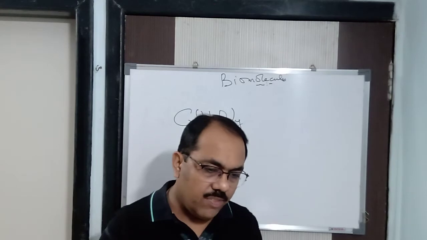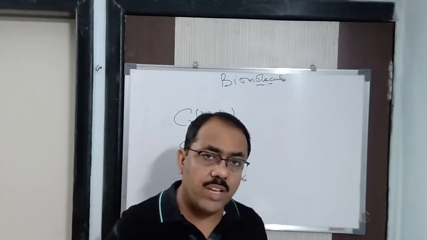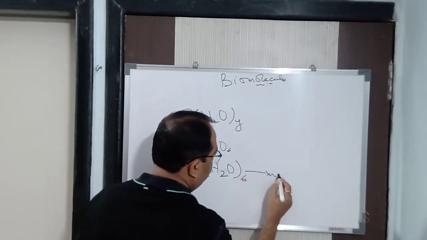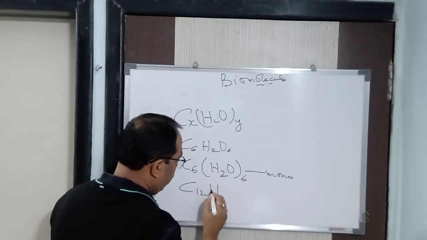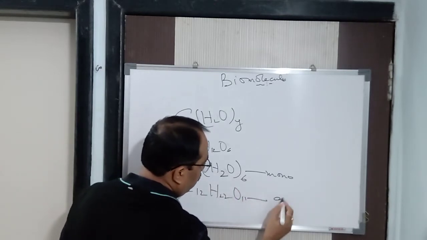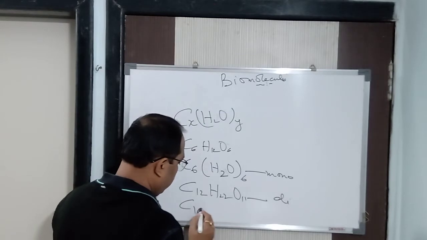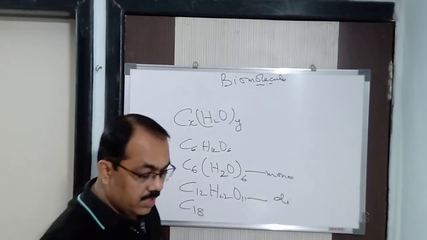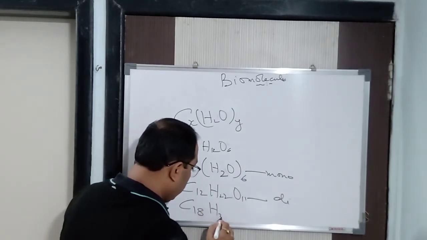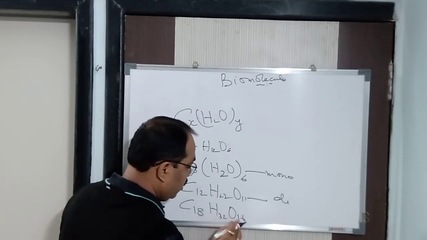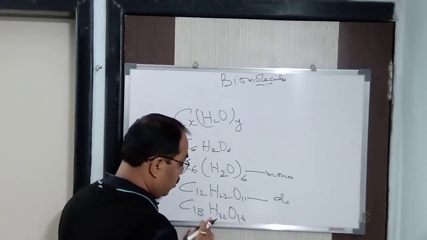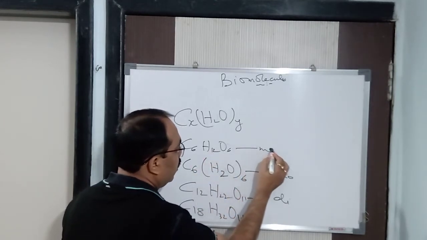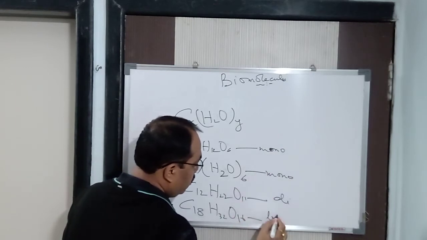Here, if you see, the previous example I gave you was C12H22O11, isn't it? Previously I gave you C6H12O6, which is your mono. Then C12H22O11, this is your di. Then I said C18H32O16, that is your raffinose. Always the ratio of hydrogen to oxygen is 2:1. In all cases it is 2:1. This is mono, this is di, and this is your trisaccharide.